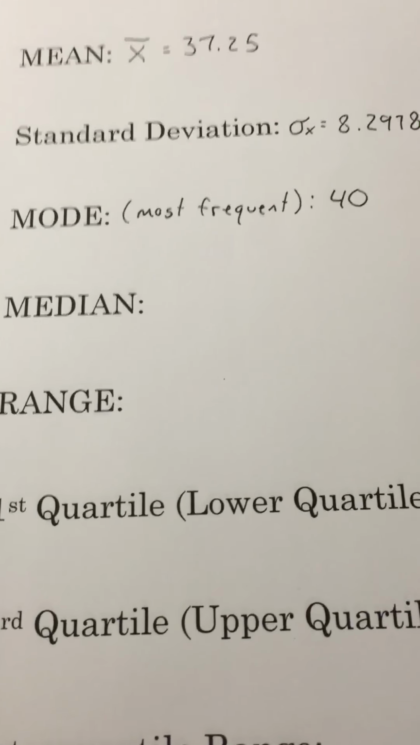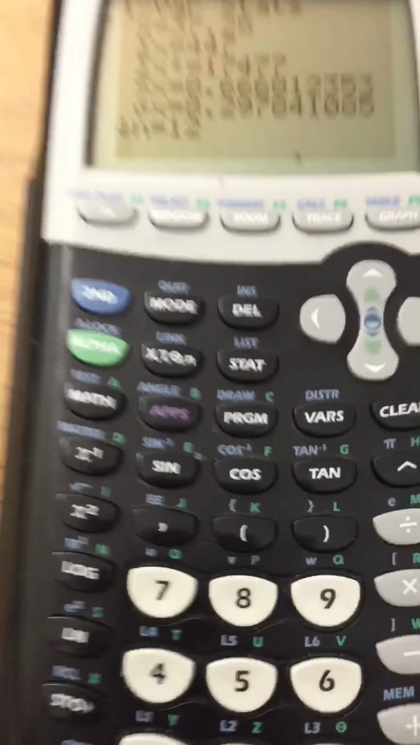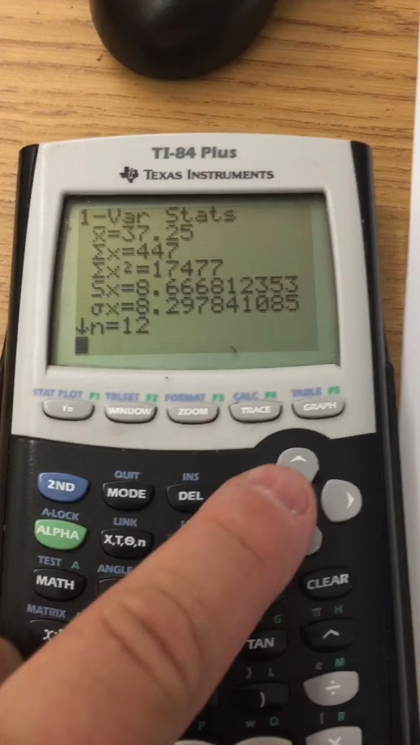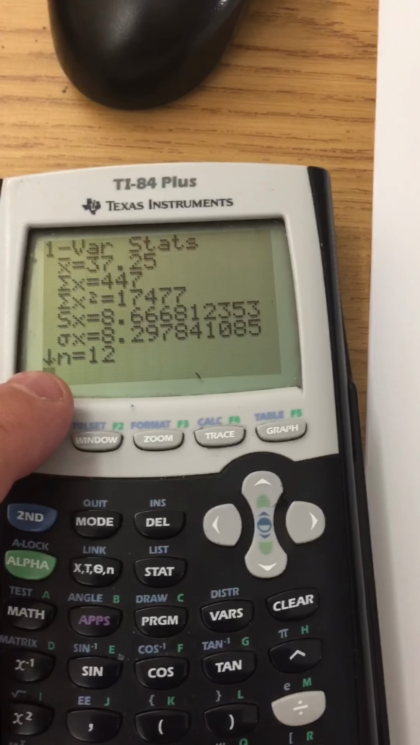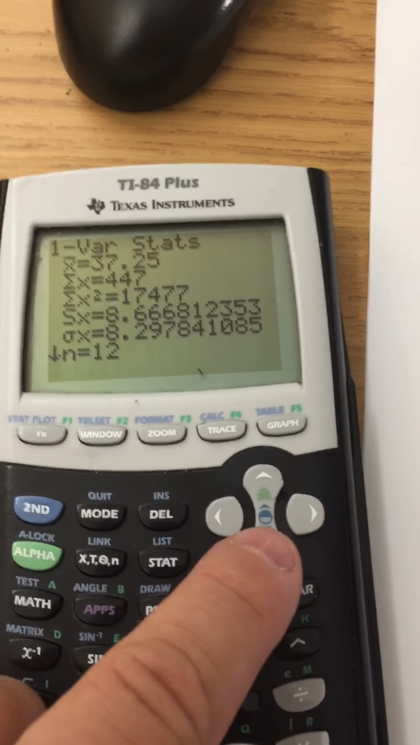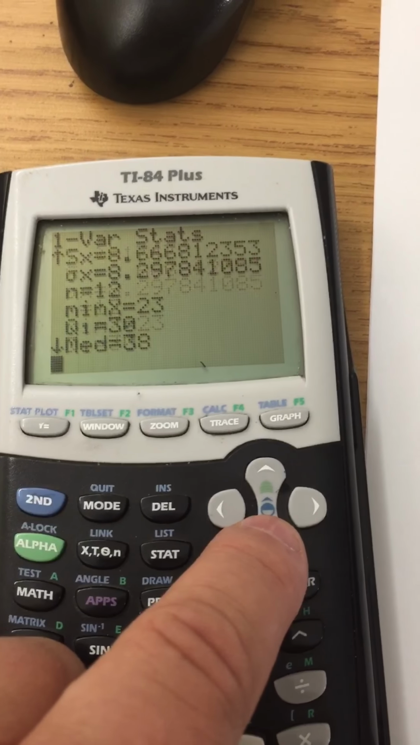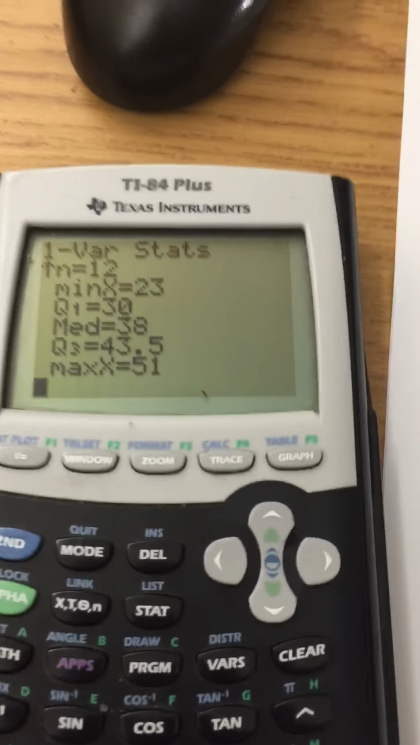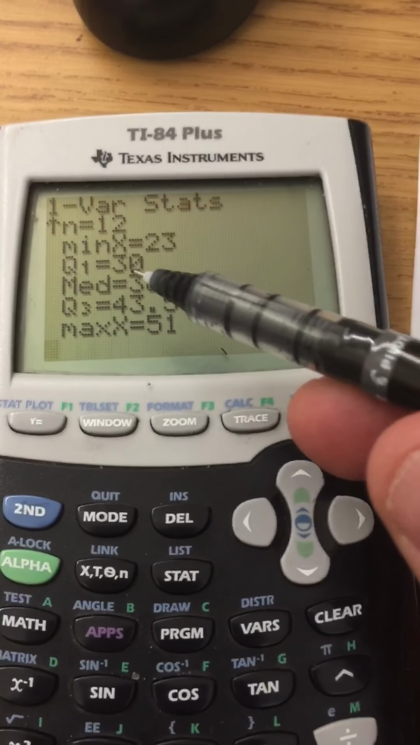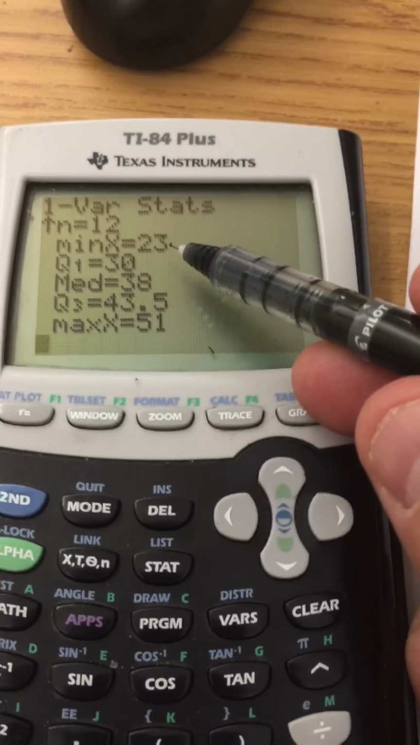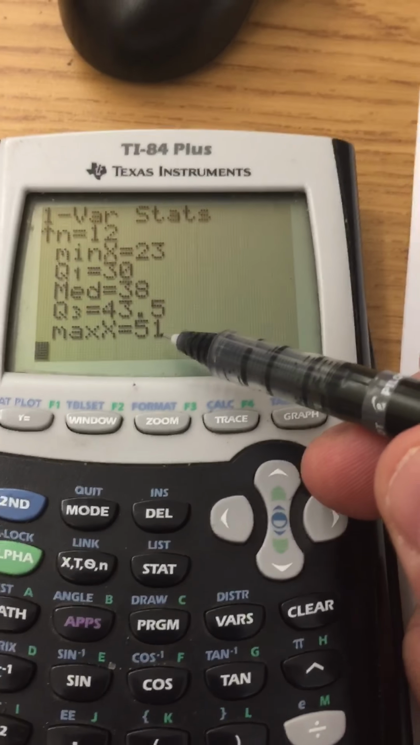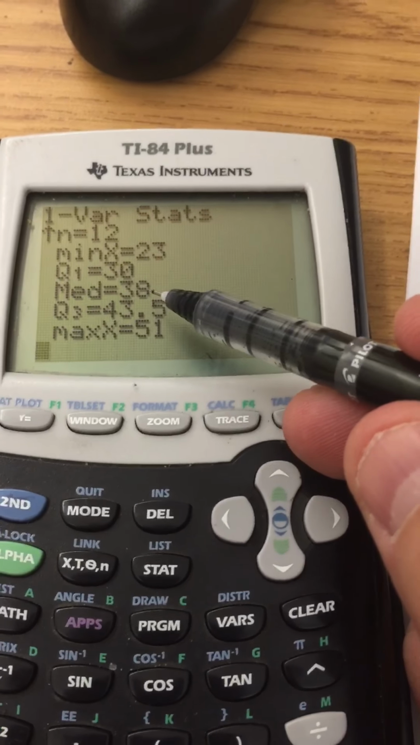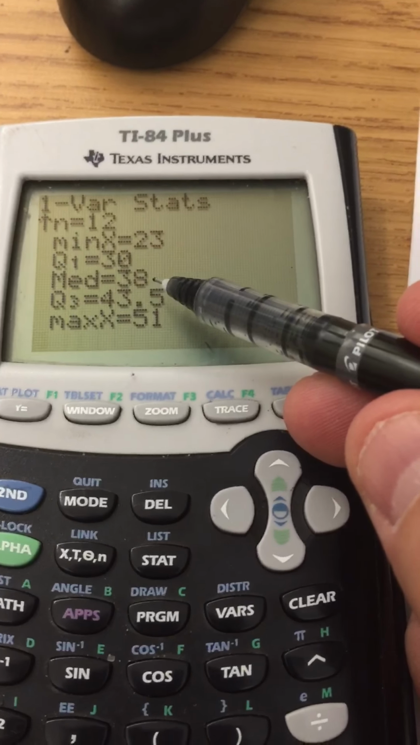Now you can have more than one mode, and you can have no mode at all if they all occur one time. For the rest of the information in your calculator, you'll see there's a little arrow that says there's more information down. So if you don't press anything else, you just do your down arrow, you'll get down to what's called the 5-number summary. The first one being the minimum number of your list. The last one's the maximum number. You have the median in the middle is 38.